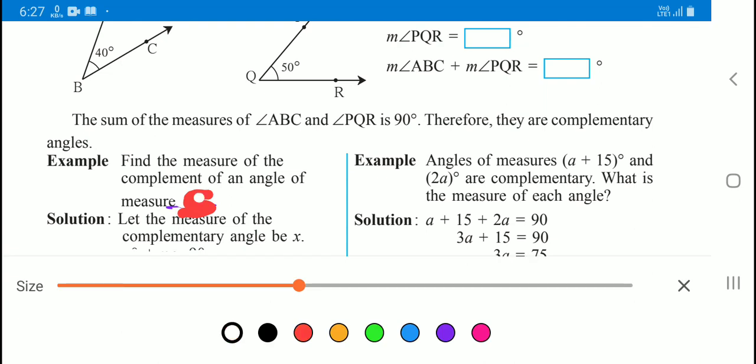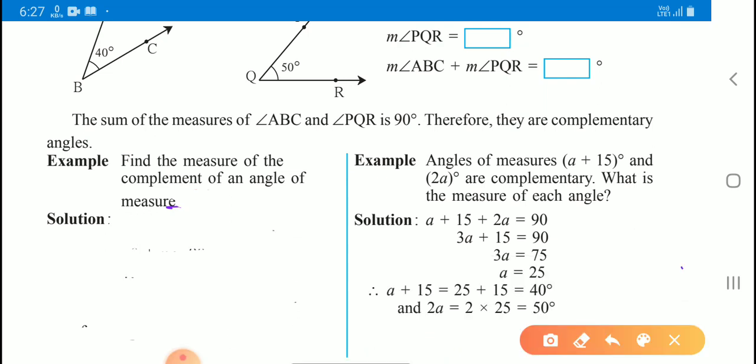angle of measure, we will take the measure of the angle as 50 degree. Okay, now we will take the angle as X. You have to write this in your notebook. Now here are the steps: 50 plus X is equal to 90 degree.